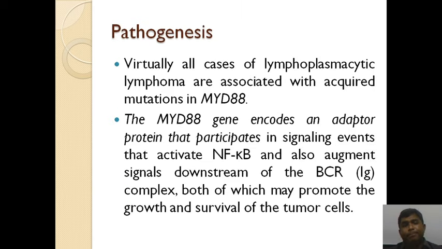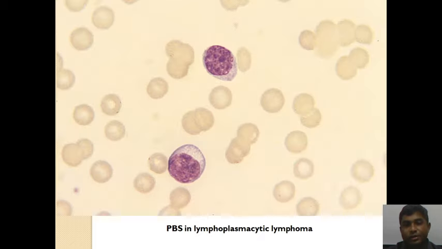So what is the basic pathogenesis underlying this group of lymphoplasmacytic lymphomas? Recently a specific gene called MYD88 has been identified as pathogenic in this group of disorders. The mutations in this MYD88 gene are characteristic of lymphoplasmacytic lymphoma. And how does it work? It signals activation of NF-κB and increases the signaling using the BCR complex or B cell receptor complex. So we need to remember this MYD88 gene, which is characteristically mutated in lymphoplasmacytic lymphoma.